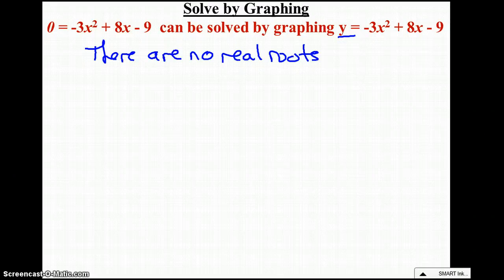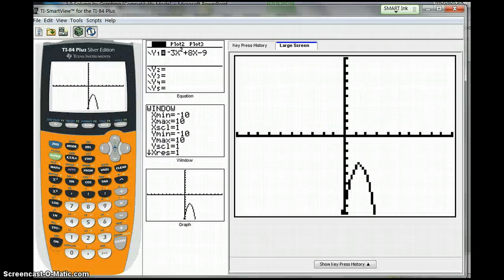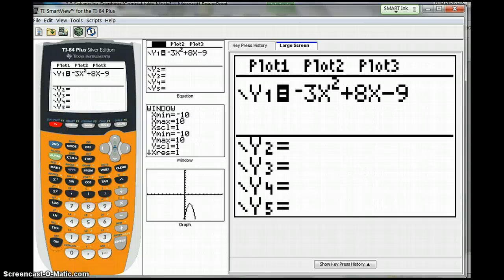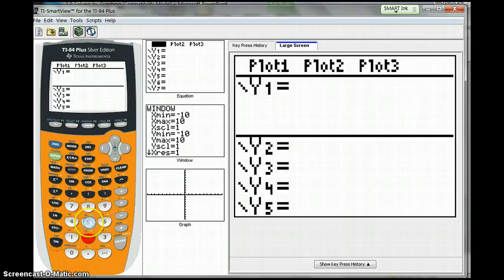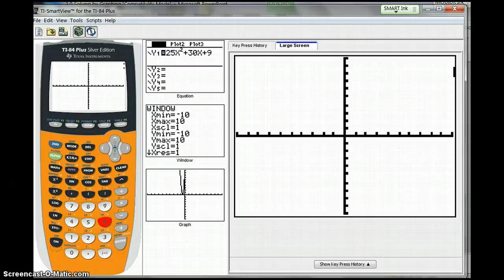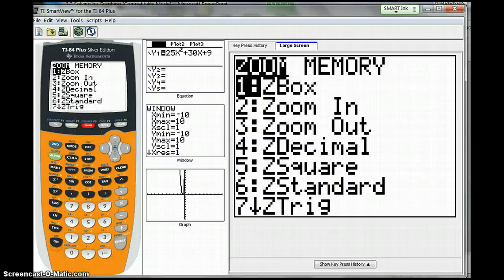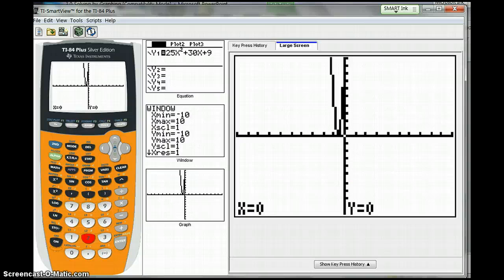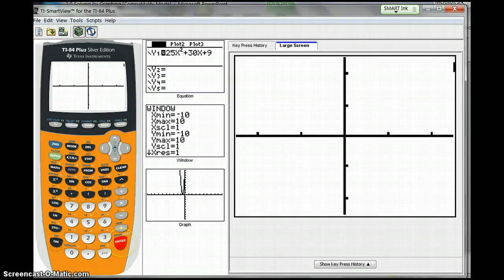All right, let's solve the next one. All right, back to our graphing calculator. Go to our y equals screen, type in our new equation, 25x squared, add 30x plus 9. Again, if we go zoom 6, our standard viewing window, the x-intercept should show up. If it's not real clear, you can hit zoom and zoom in menu 2 there. It's going to zoom in on the coordinate 0, 0, which is the origin, and maybe we can see the x-intercept a little closer.